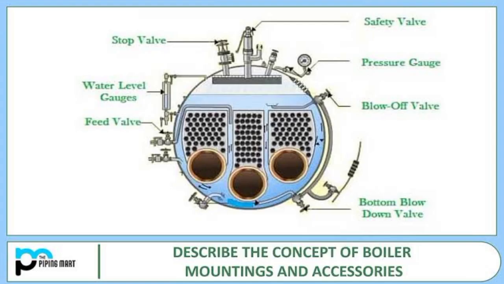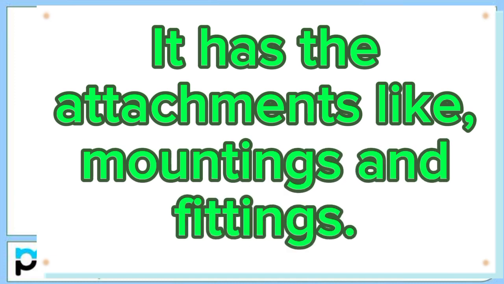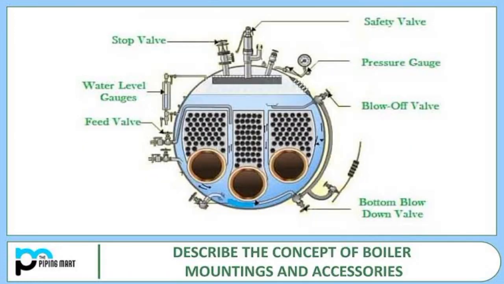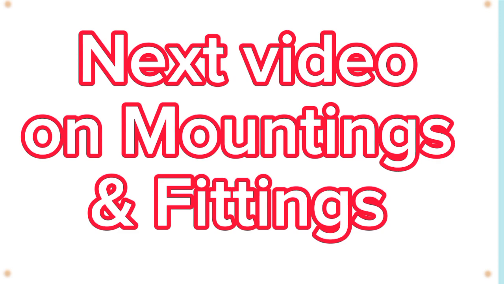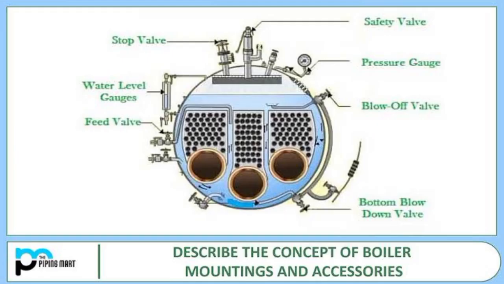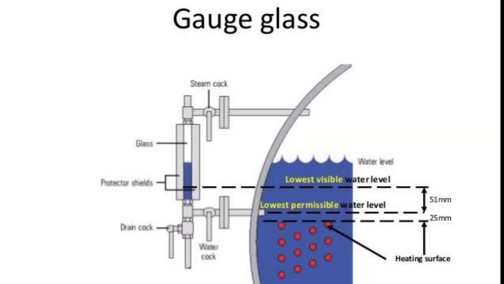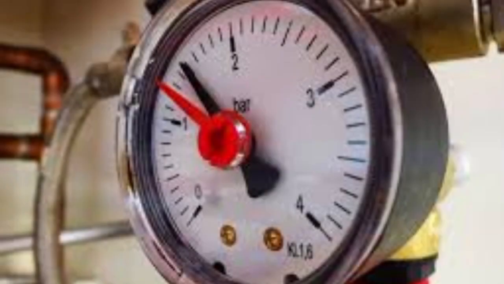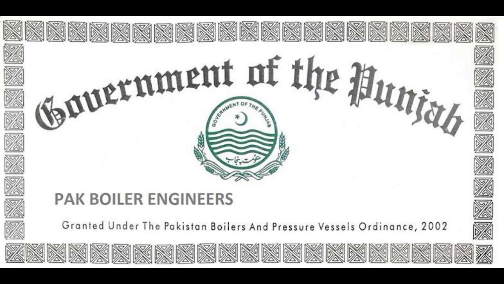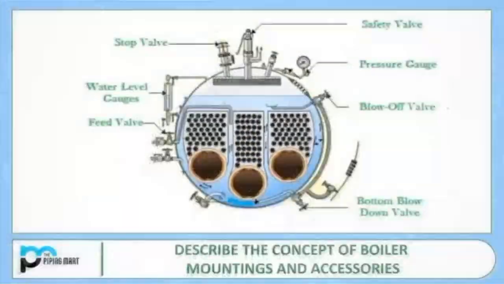Point 3, it has the attachments like mountings and fittings. Our next video will be on mountings and fittings. What are the mountings and fittings? Mountings are attached to the boiler for safety of the boiler, like safety valve, level gauge glass, pressure gauge. According to boiler board, mountings and fittings should be attached with the boiler.